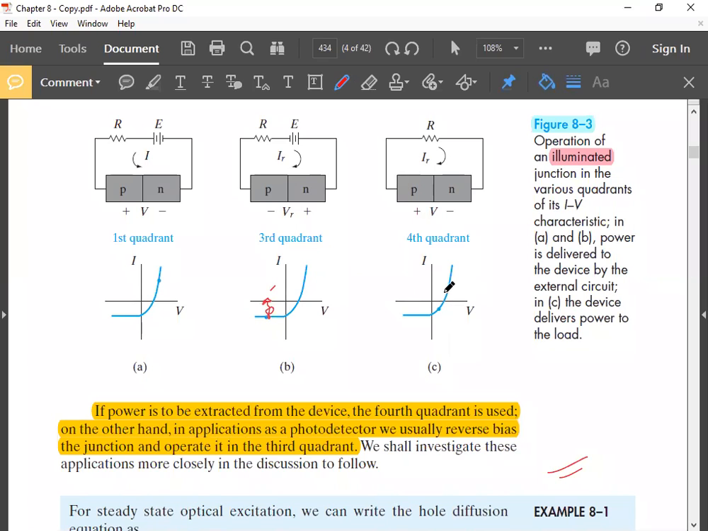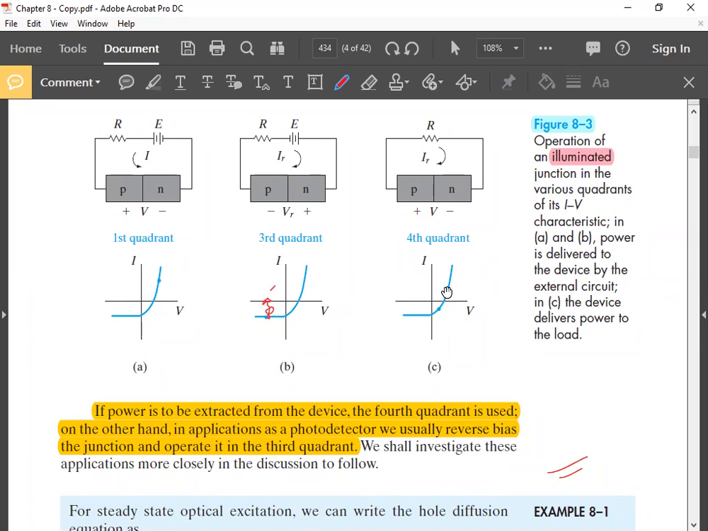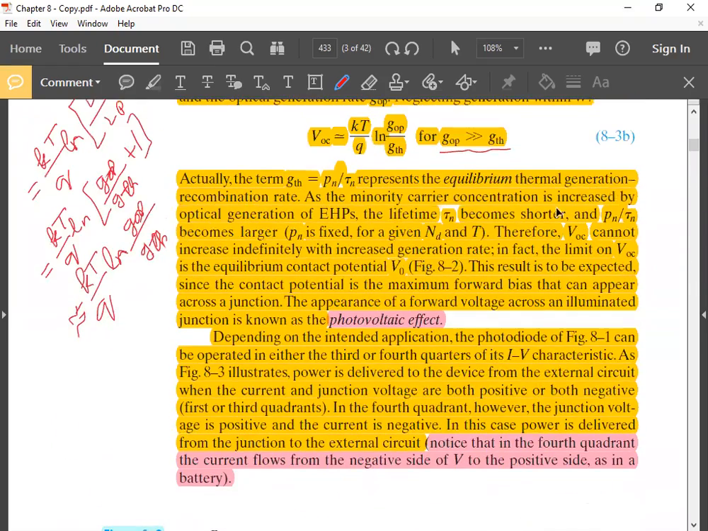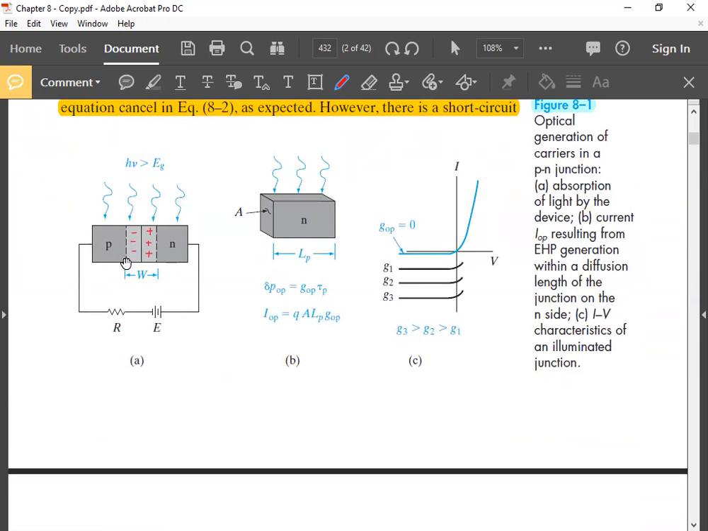Now, very interesting: fourth quadrant operation. This is possible only for an illuminated junction. For an unilluminated junction, there is no portion of the IV characteristics in the fourth quadrant. When you open circuit this illuminated junction, there is an open circuit voltage. That voltage polarity is what? Plus on the P side, minus on the N side.